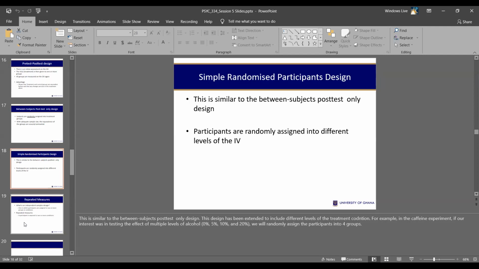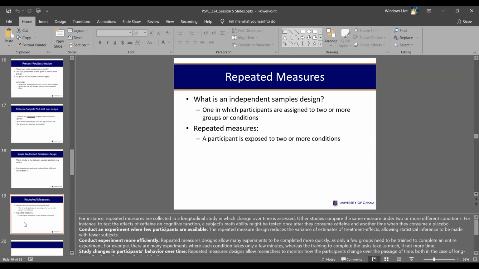All right. The repeated measures design is also similar to within study design. It is the same as within study design. So it means that this time around, if I have three conditions, all the participants will be exposed to the three conditions. So it is more or less like the opposite of the simple randomized participant design.